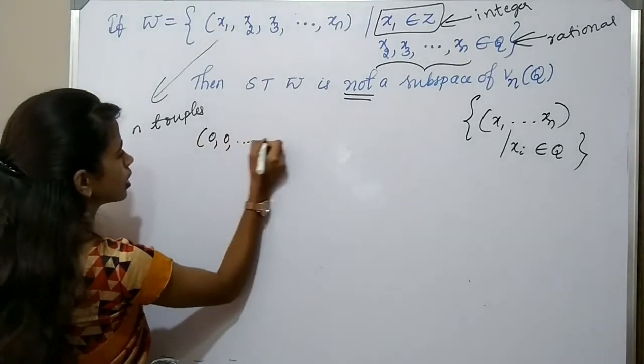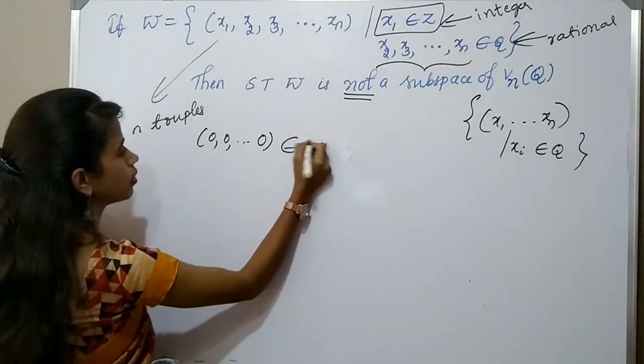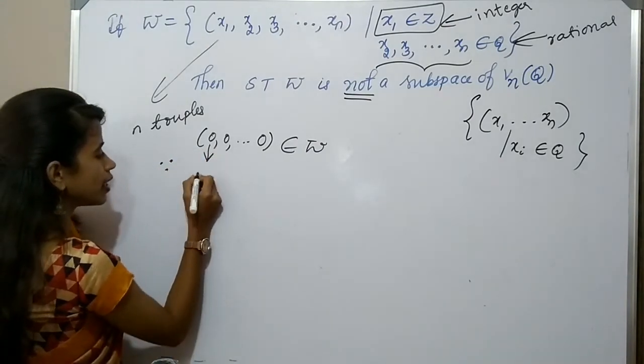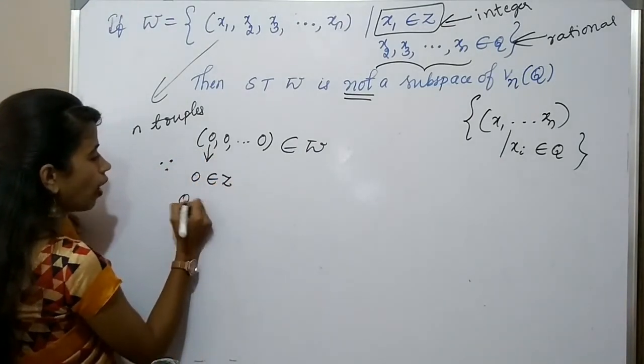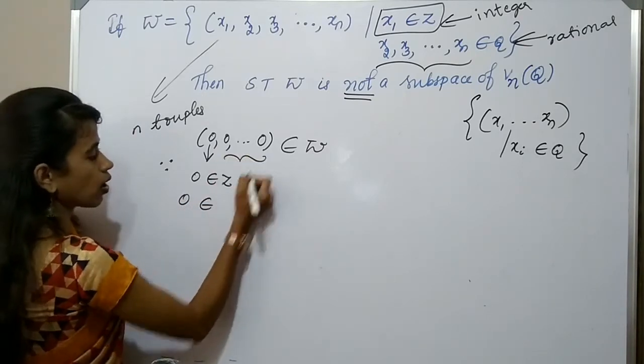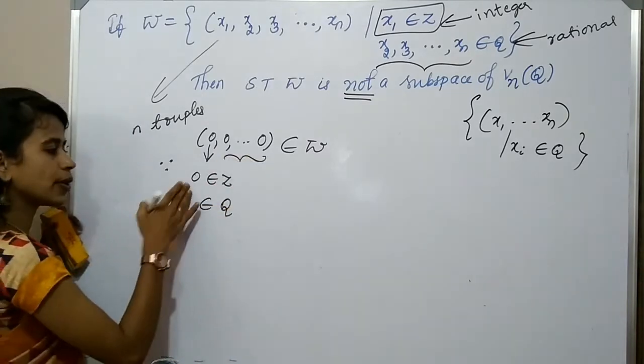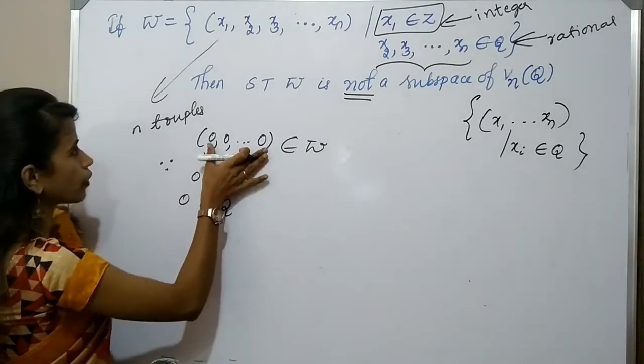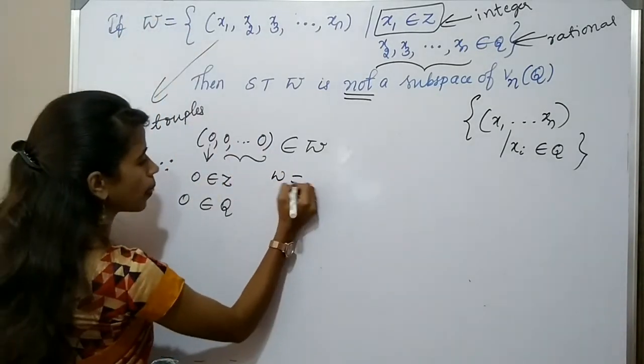Now, (0, 0, 0): does it belong to W? Clearly it belongs to W, because the first element 0 is clearly an integer, and all the other elements are also 0, which is a rational number. So it is an n-tuple, therefore it clearly belongs to W. So W is non-empty.